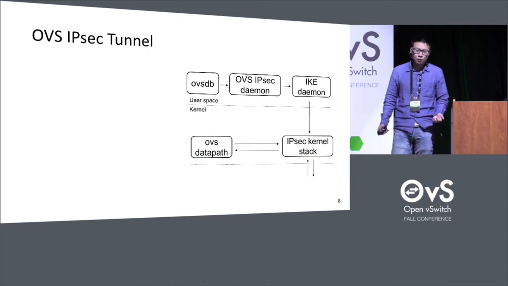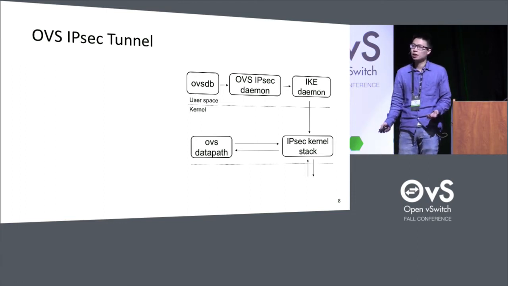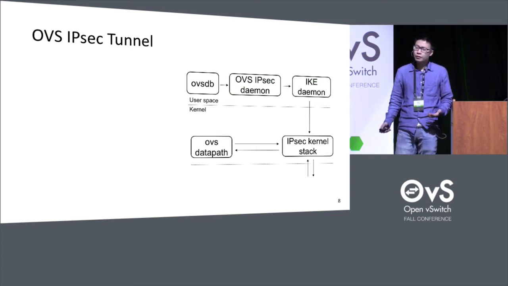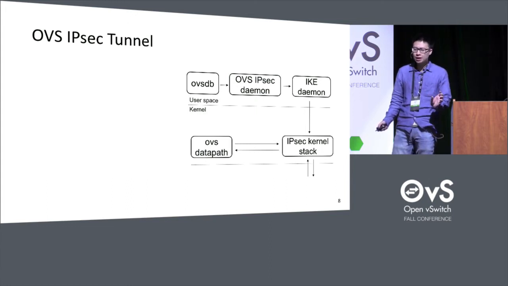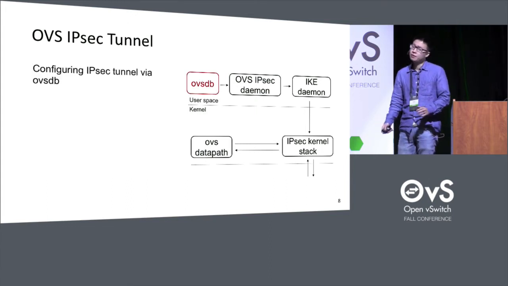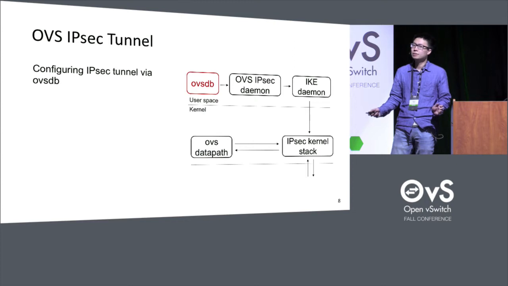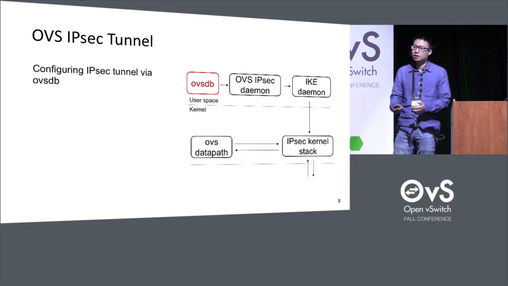So for OVS-IPSEC, basically we reuse the IKE daemon and also the Linux kernel IPSEC stack. What we add in the OVS-IPSEC is an OVS-IPSEC daemon. The daemon sits between the OVS-DB and the IKE daemon. The configuration for OVS-IPSEC is done in the OVS-DB, so the administrator can do the configuration with the same tool and in the interface they're familiar with.